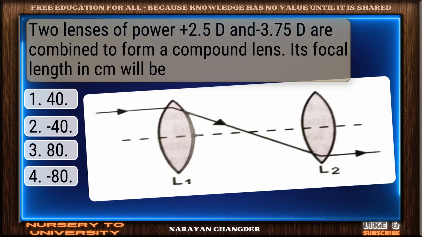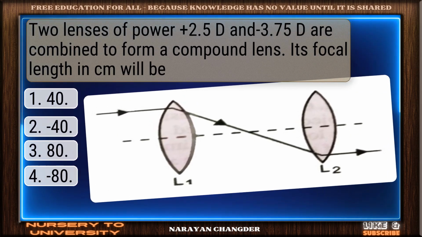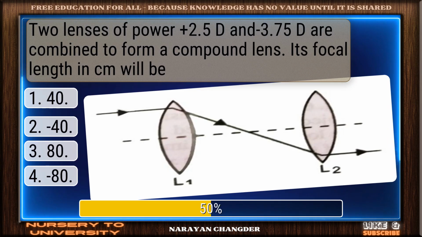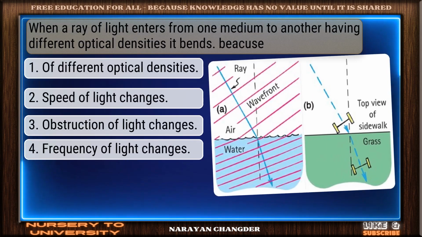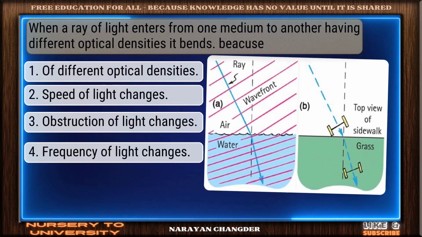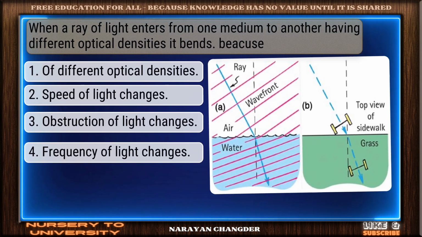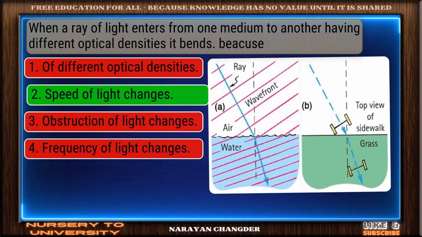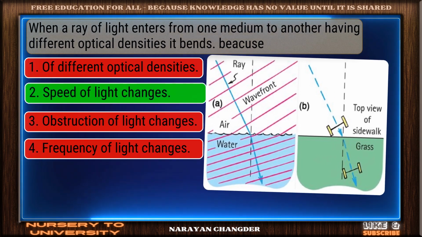Two lenses of power plus 2.5 D and 3.75 D are combined to form a compound lens. Its focal length in cm will be... Good job. 80 works well here. When a ray of light enters from one medium to another having different optical densities, it bends because... Great job. Speed of light changes is the accurate answer.